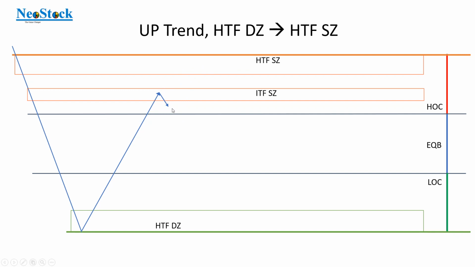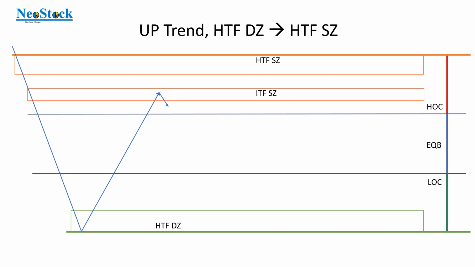The answer is no. You cannot take a long trade whether the prices are in high on the curve, equilibrium, or even in low on the curve. You cannot take long trades if your ITF price direction is against you. Trend is in your favor. Location is in your favor. Still you cannot go for long trades if your ITF price direction is against you.